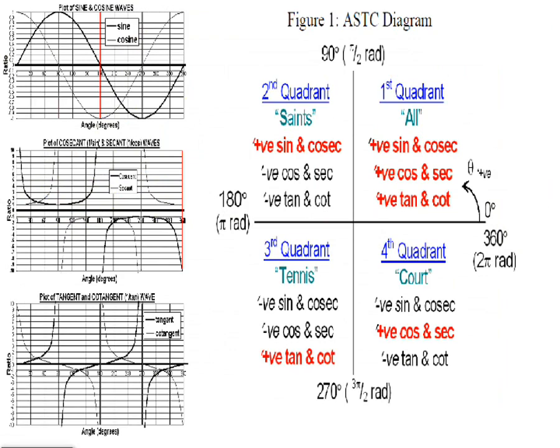So summarizing the previous curves, we can construct an ASTC diagram. The A stands for all, the S stands for sine, the T stands for tangent, and the C stands for cosine. In my day, when I was at school, they used to call this the All Saints Tennis Court as a mnemonic way of remembering the ASTC diagram. Some people have called it All Schools Teach Chemistry. It doesn't matter how you remember it. It's just an ASTC diagram.